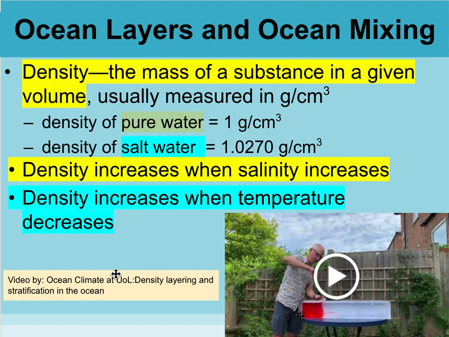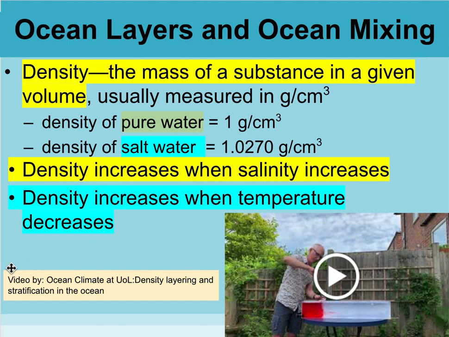So water has different densities, which is the mass of a substance in a given volume. Pure water is going to have 1 gram per centimeter cubed, whereas salt water is slightly more dense than that. And this really, really matters as far as how water mixes.